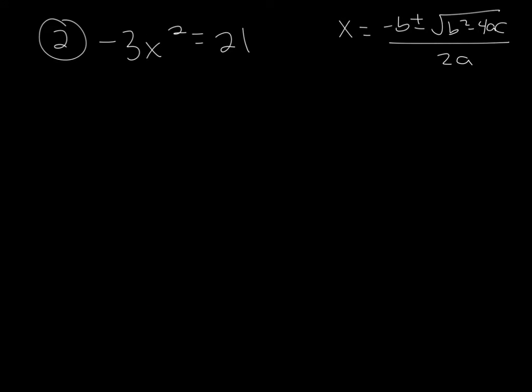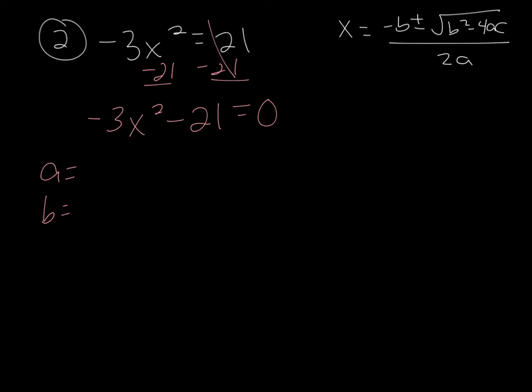On number 2, again, the first thing we have to do is make sure it's equal to 0. Well, this one equals 21, so I would need to move the 21 over by subtracting it. So I'm going to subtract 21, and I get negative 3x squared minus 21 equals 0. Now I can find my a, my b, and my c. In this problem, a is negative 3, b is 0 because there is no x value, and c is negative 21.